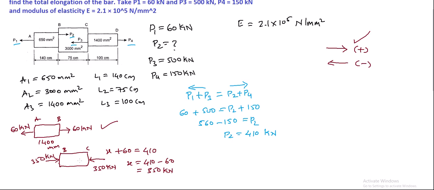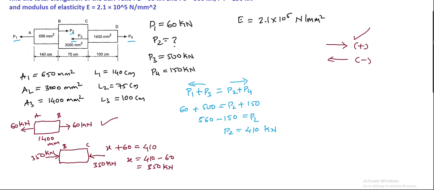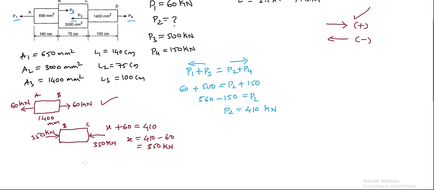Okay, so now for element BC, for element CD, what we need to do, I will take this element C to D. For element CD, I need to calculate the forces acting on each face. So here what I do, I will refer to the given statement. On the given statement, on the face C, the force is acting towards my left, which is minus.